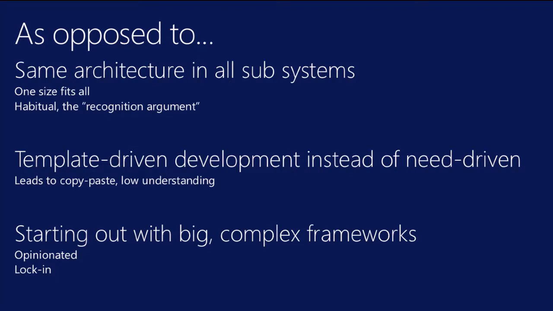One argument they used was the recognition argument. Do you know about that? If we use the same architecture everywhere, then all the developers will recognize everything. So it's the safest thing to do, right? I don't like that argument, because what we're saying is that we ignore the problem and we just have a solution, and we apply that solution everywhere so that the developers can be a bit lazy and not have to care about things being different in different subsystems.